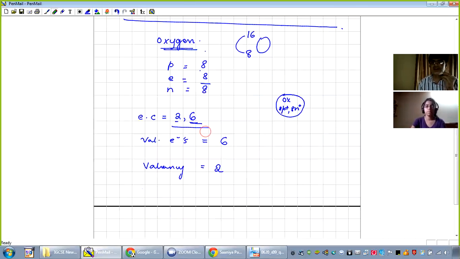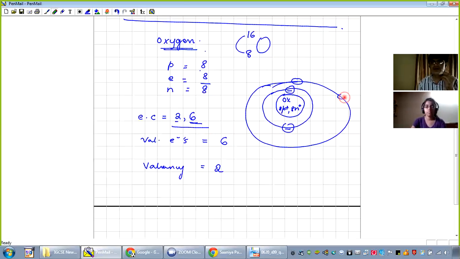Electronic configuration we have written, that's 2, 6. So in the first orbit there will be 2 electrons, and in the second orbit there will be 1, 2, 3, 4, 5 and 6. As it needs 2 more electrons to make its orbit completely filled, that is 8 electrons, therefore its valency is 2.